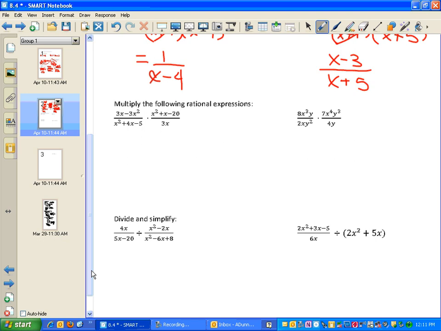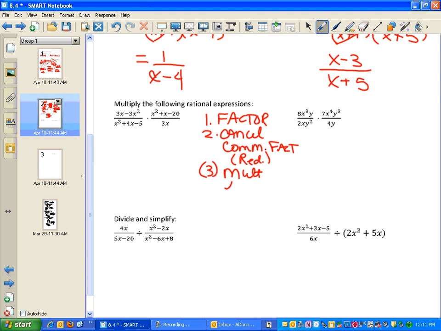Alright, so when we multiply, we're going to want to do the same thing first. We're going to want to factor, and then we're going to want to cancel common factors. So it's like reducing your fraction, and then we're going to multiply back out. Multiply the remainders out. Why do you multiply the remainder?